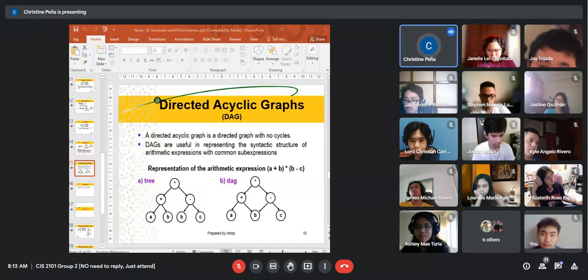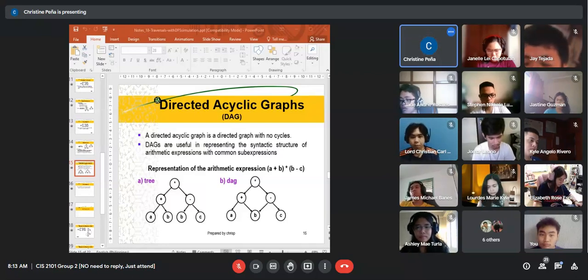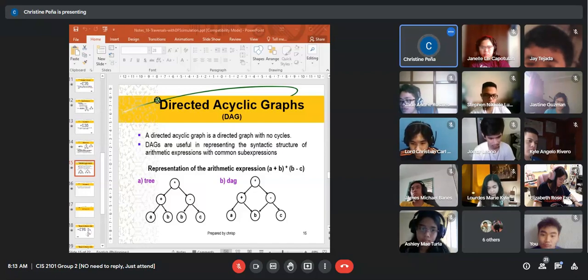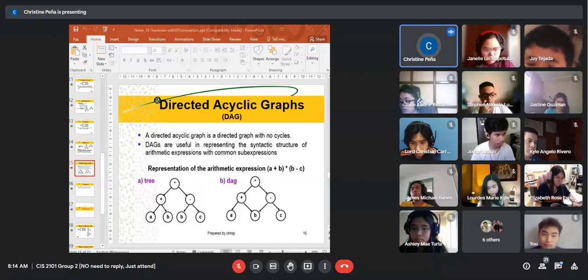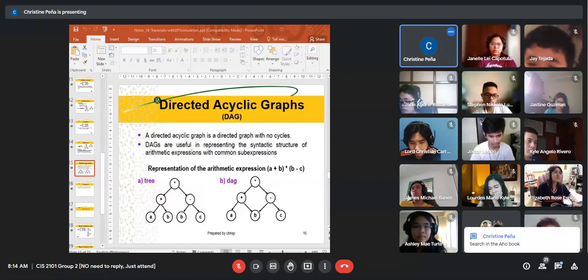You can look at it again. I don't have the intention to simulate it, since the algorithm is clear. So, breadth first search, BFS. Search in the book given, search in the Aho book. Then you can also start searching the internet.